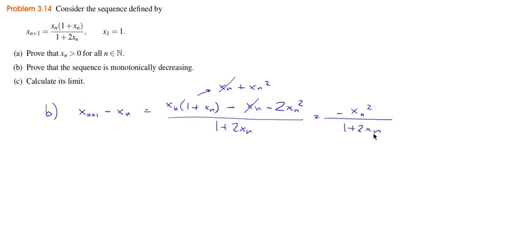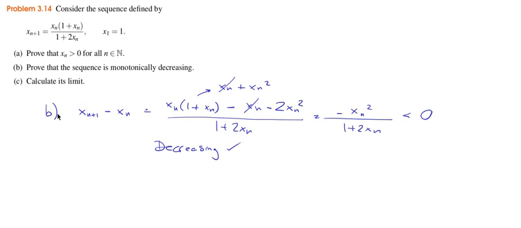The denominator we know is positive because x sub n is positive, and the numerator is a negative square, and a square is always positive, so this is negative. So the difference between x sub n plus 1 and x sub n is smaller than 0. That means the sequence is decreasing.